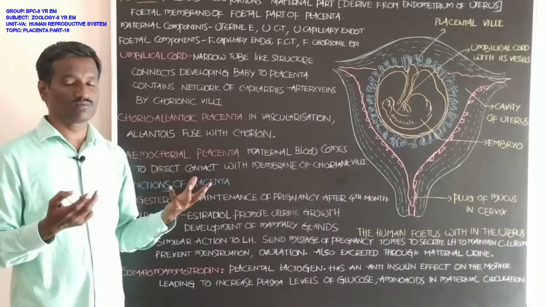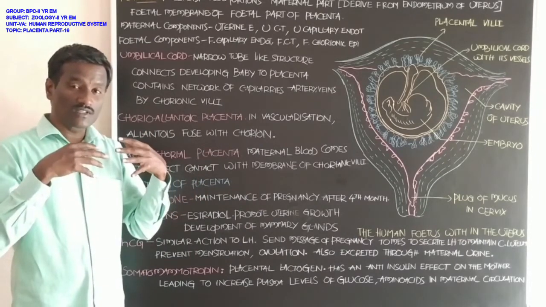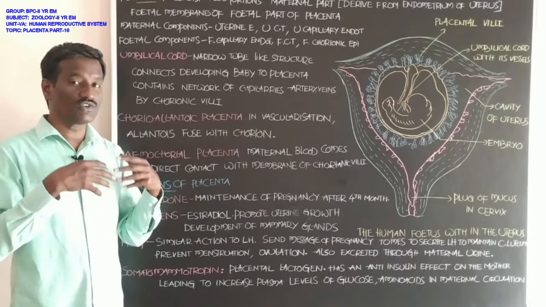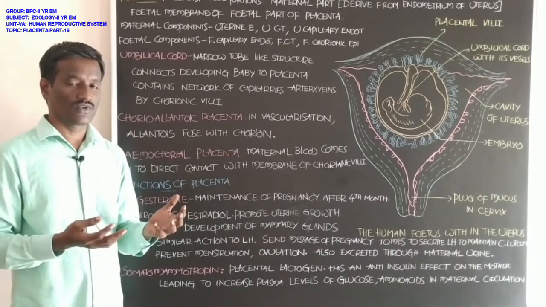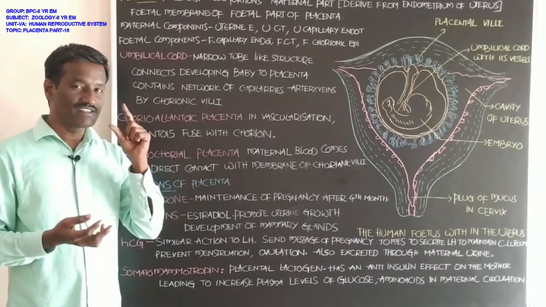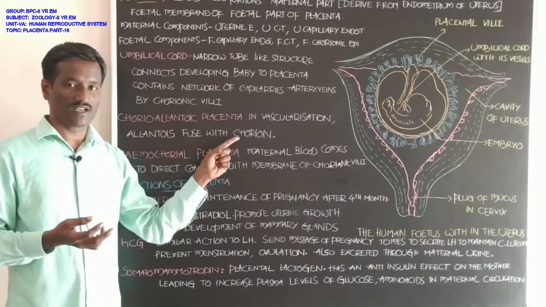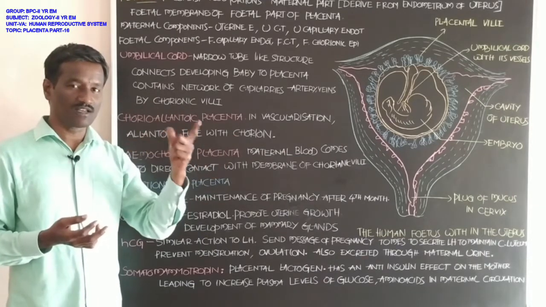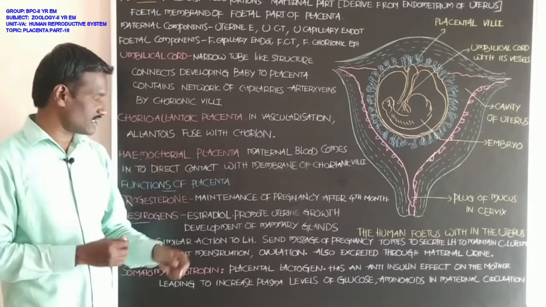After the 3rd month, from the beginning of the 4th month, progesterone is secreted by the placenta. It helps in the maintenance of pregnancy.